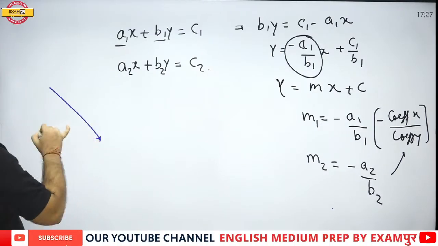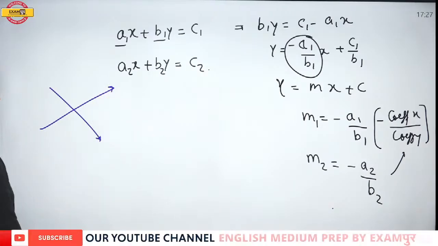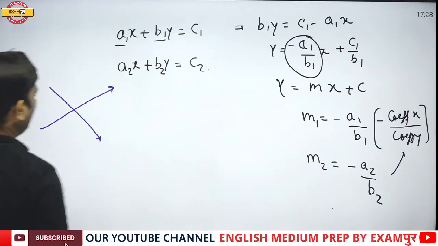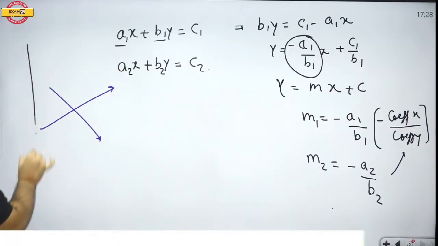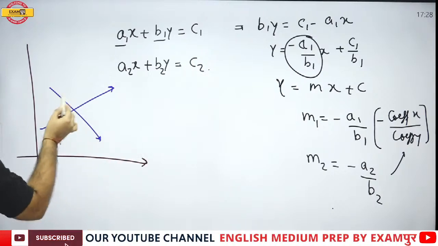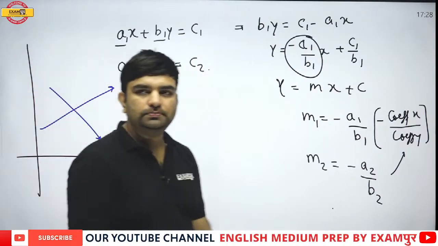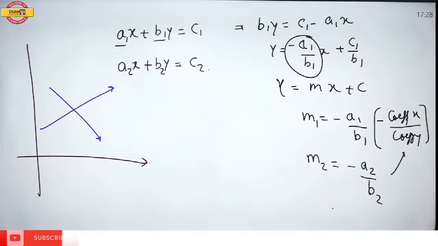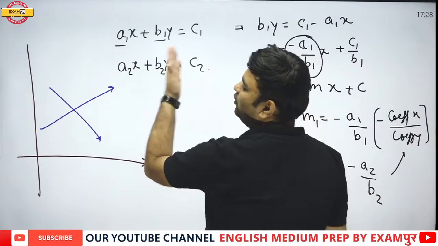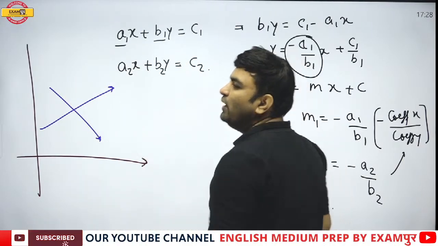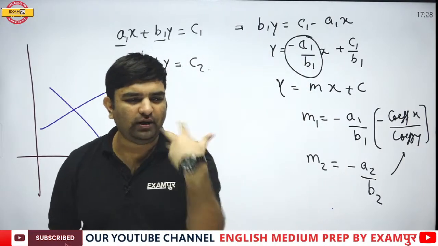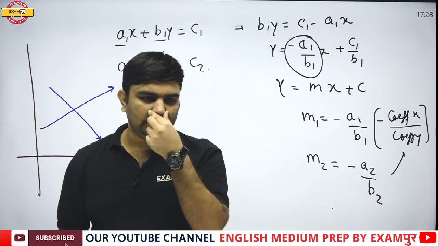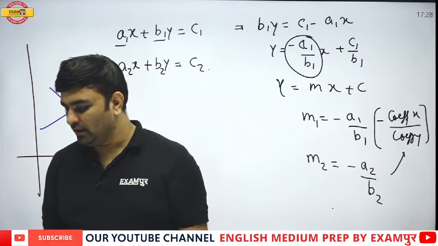Lines intersecting, bacha. Just draw them in the coordinate axis. Are their slopes equal? No. Are their slopes equal? 100% not. So if two lines are intersecting, their slopes are not equal for sure.